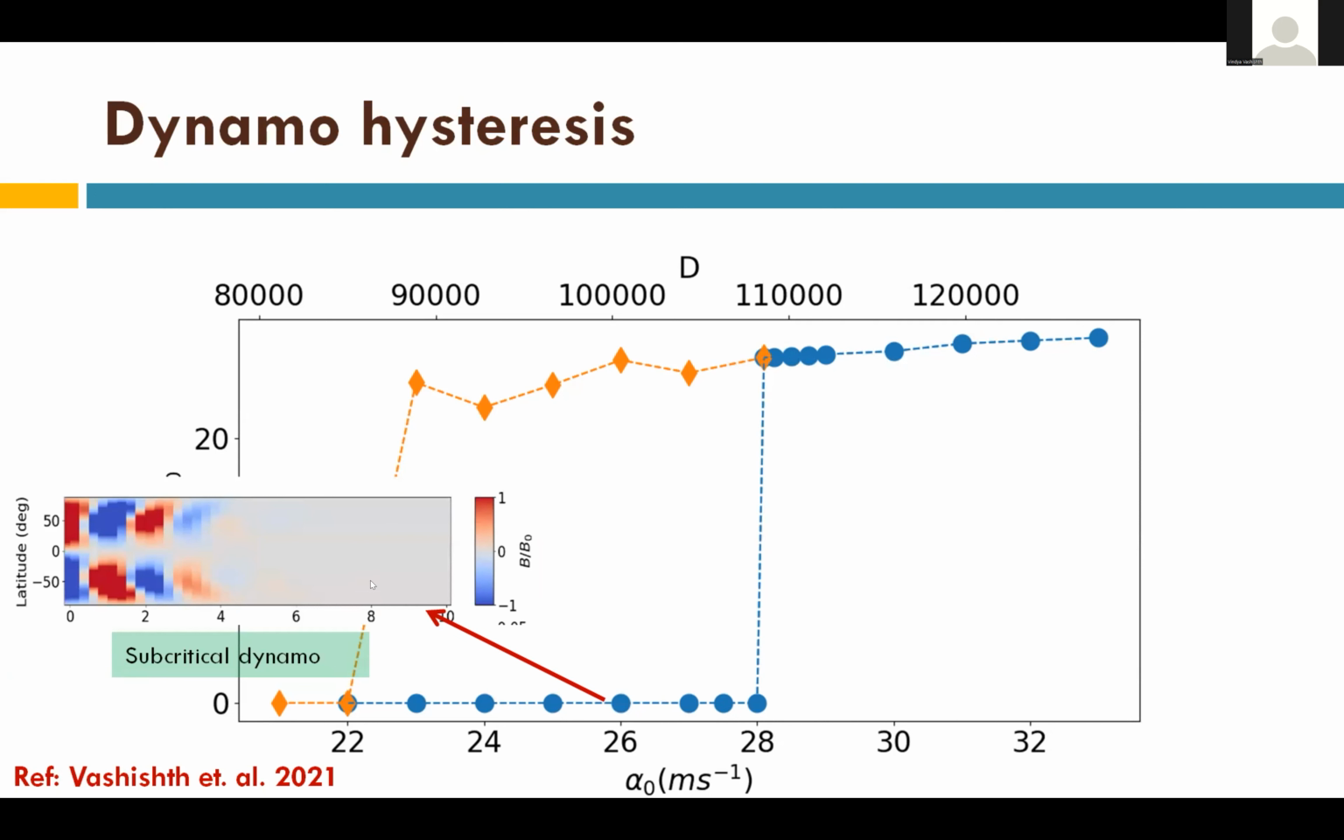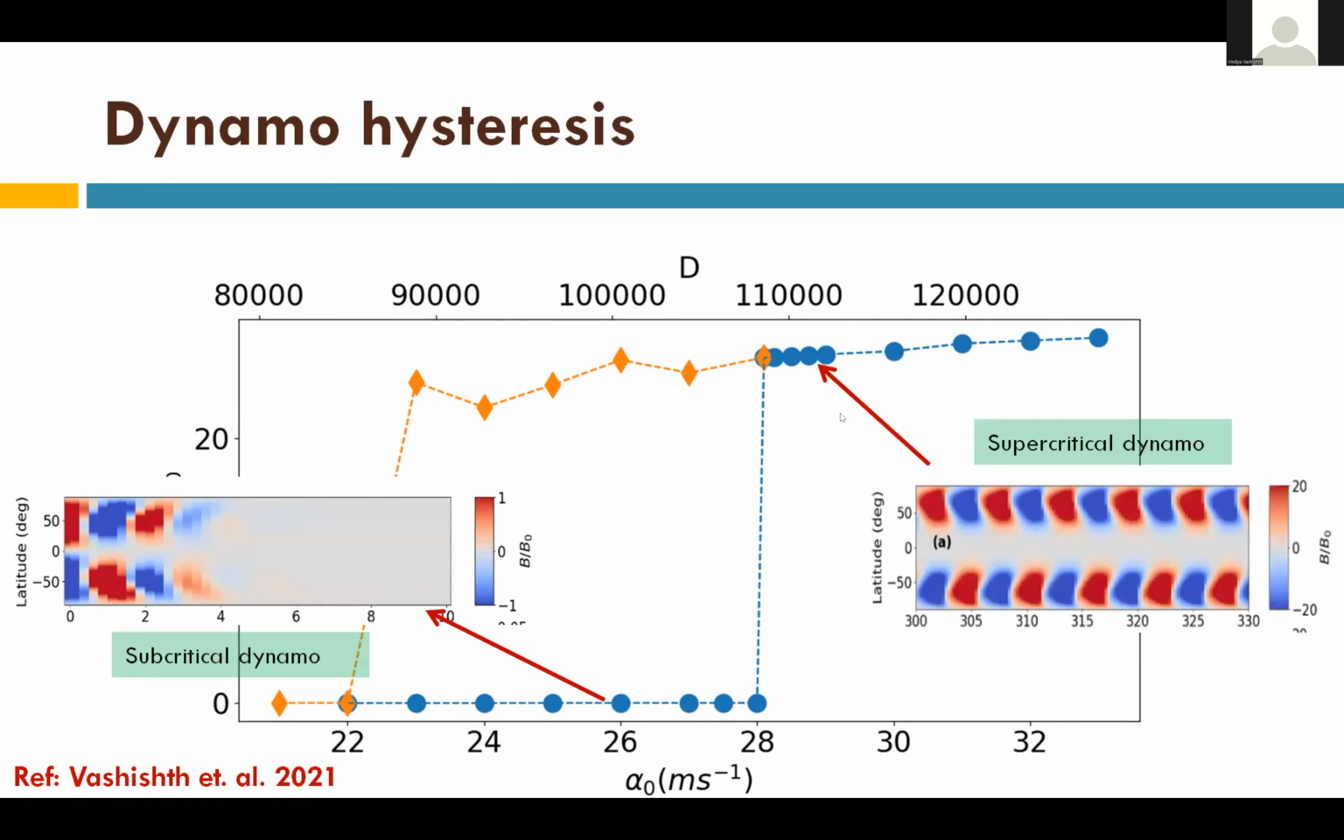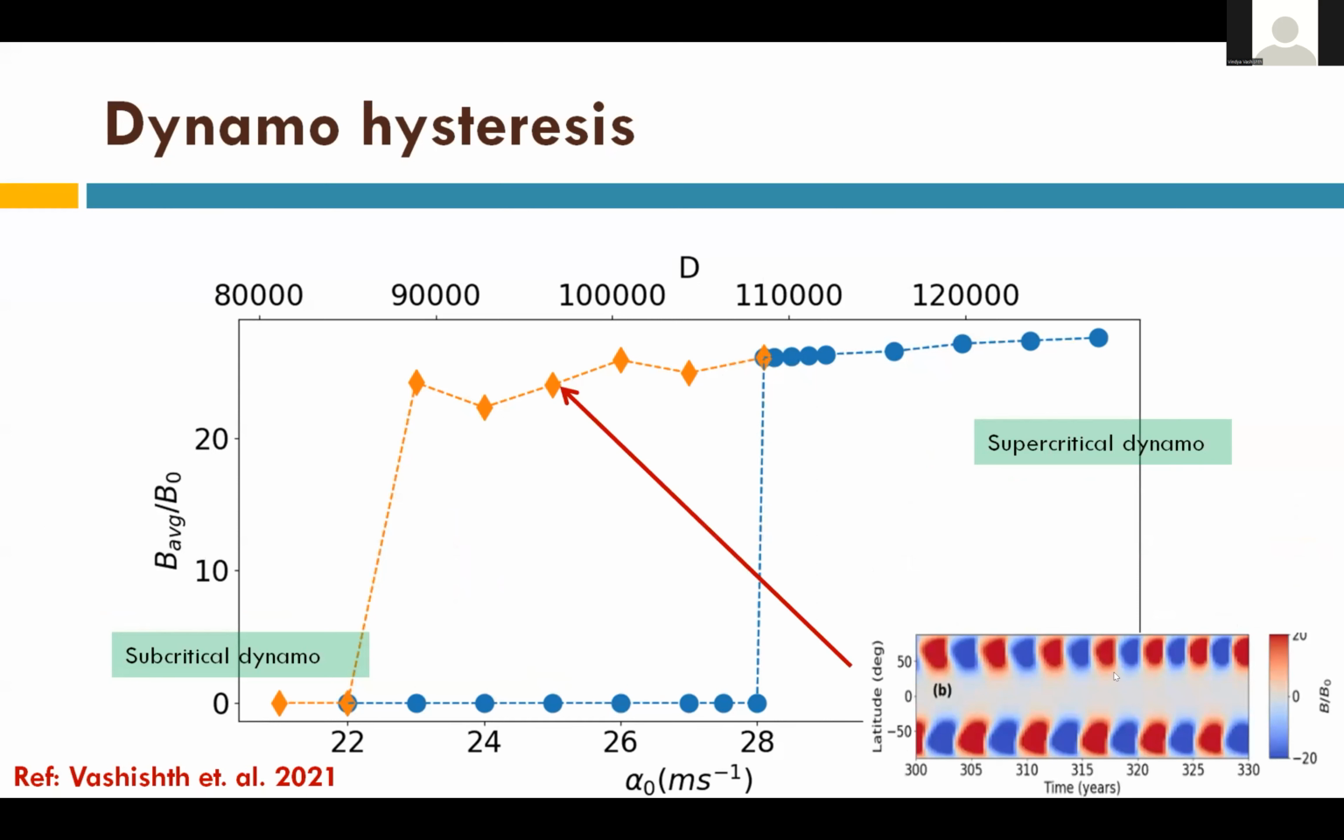This plot is the butterfly-like plot of the toroidal field. Now, in the supercritical region, we see a strong oscillatory field, that is, the dynamo is operating. But when we give the final seed field of this quantity as the initial field of the next quantity, we observe that instead of decaying, it gives a strong oscillatory field, or the dynamo is operating. As you can see in this figure, we can see an operating dynamo in this region.